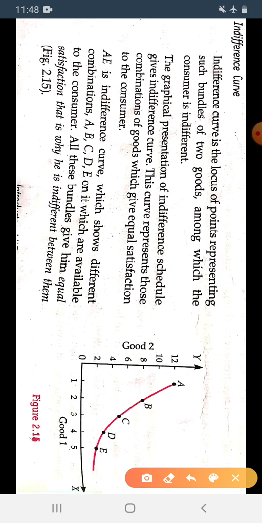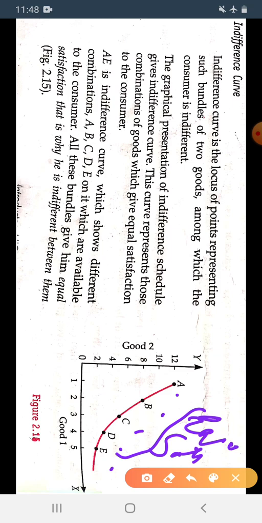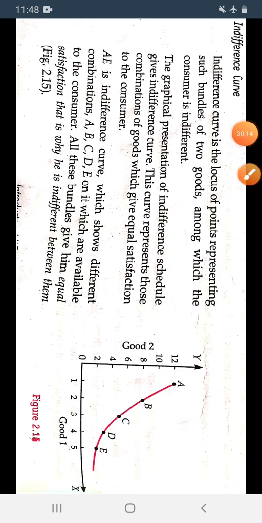So at all these points A, B, C, D, E, the consumer gets equal satisfaction. The consumer is indifferent as to which point he or she will prefer most, because at every point the consumer is getting equal satisfaction. That's why we are saying that the consumer is indifferent, and all points give equal satisfaction to the consumer.